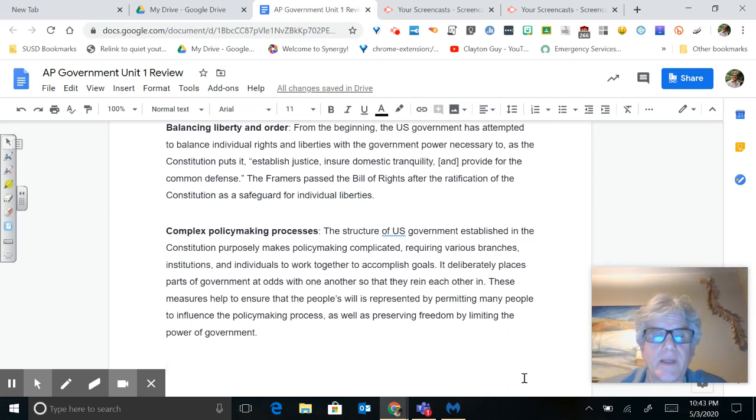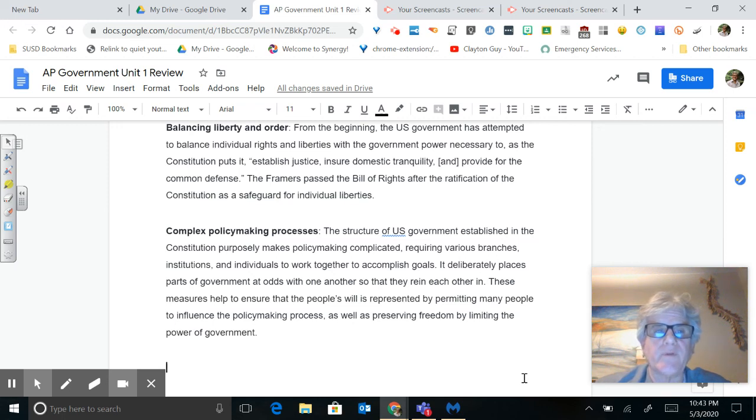And then it seems like each bill or law that's been passed, the Supreme Court has to validate it and say that it is constitutional because somebody will sue, whether at the state or the local level. So it deliberately places parts of the government at odds with one another so that they rein in each other. These measures help to ensure that people's will is represented by permitting many people to influence the policymaking process, as well as preserving freedom by limiting the power of the government.